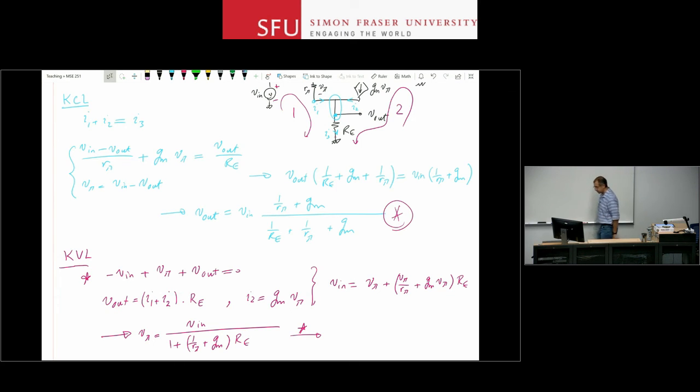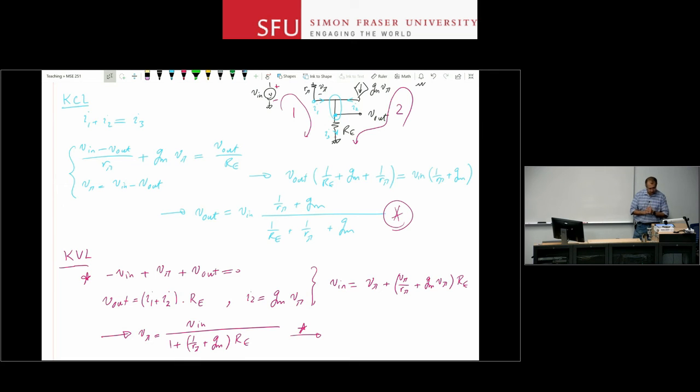Right? The final answer should be the same no matter the method that you choose. In this case, KVL seemed a bit longer, and in many cases that may actually be true. So you will see that in this course we use KCL more often than KVL. You have to know both, because there are cases where KVL solves the problem more easily than KCL.